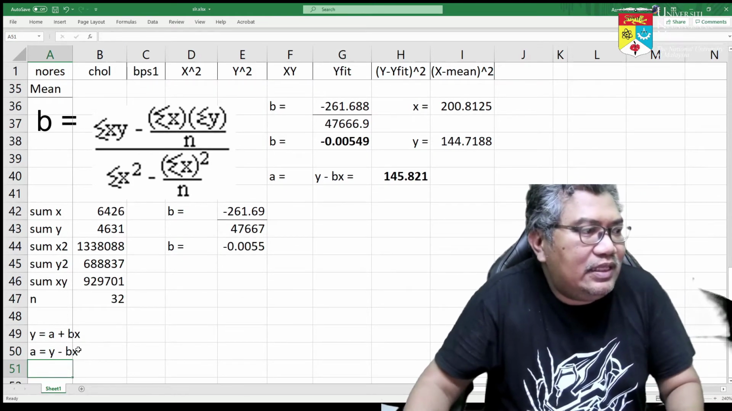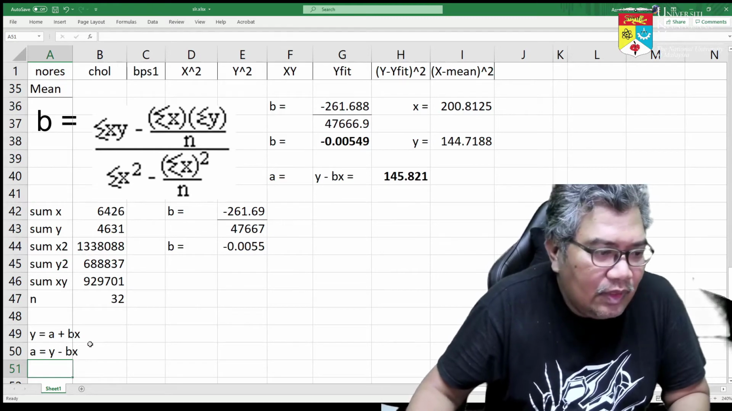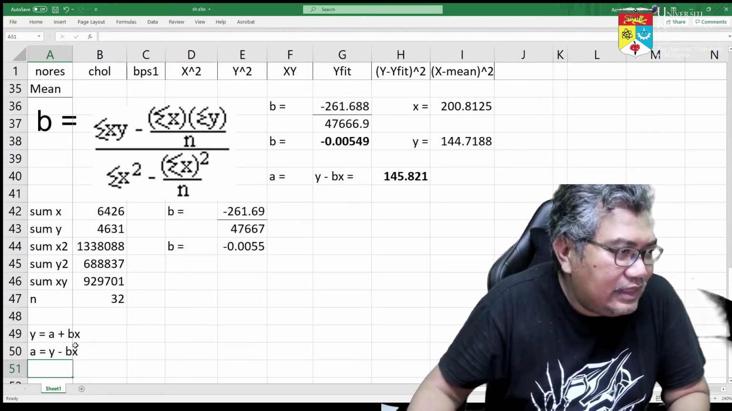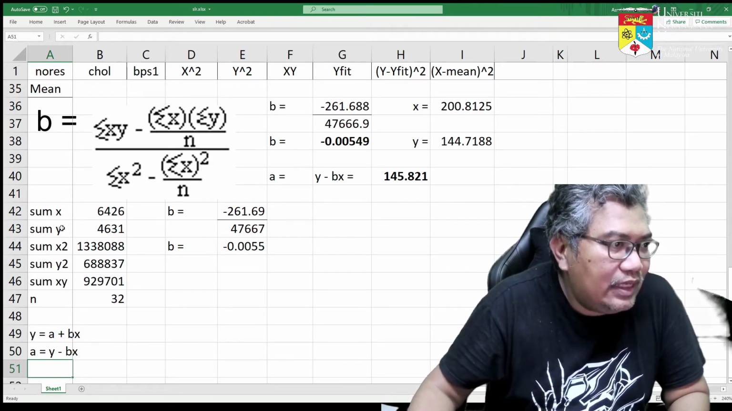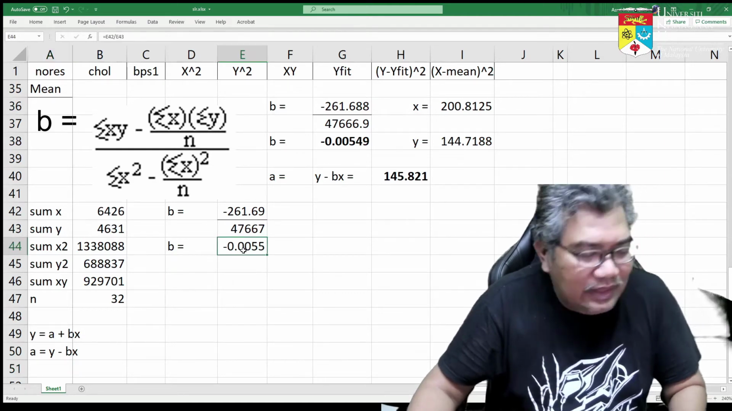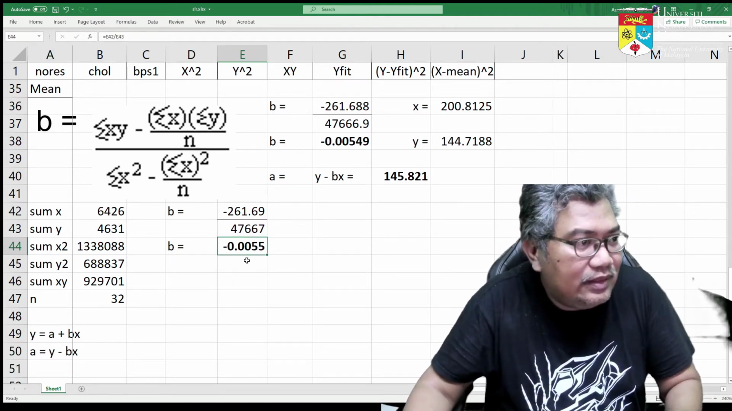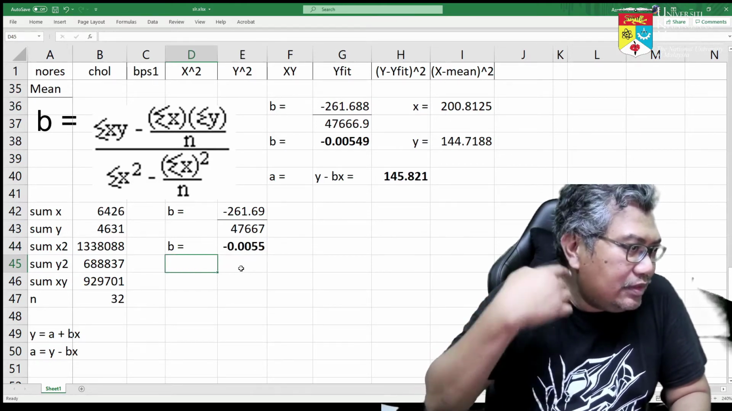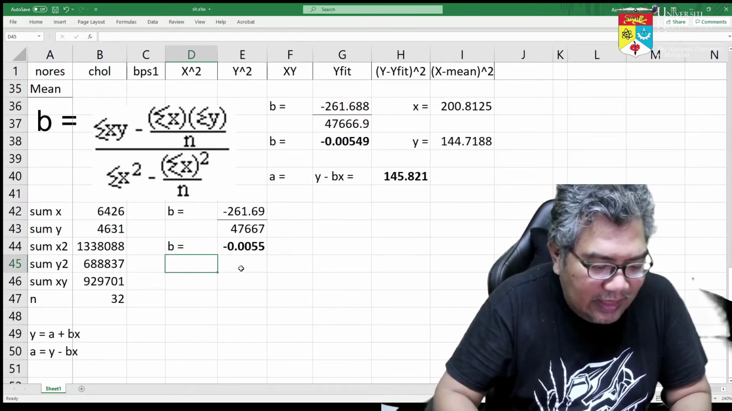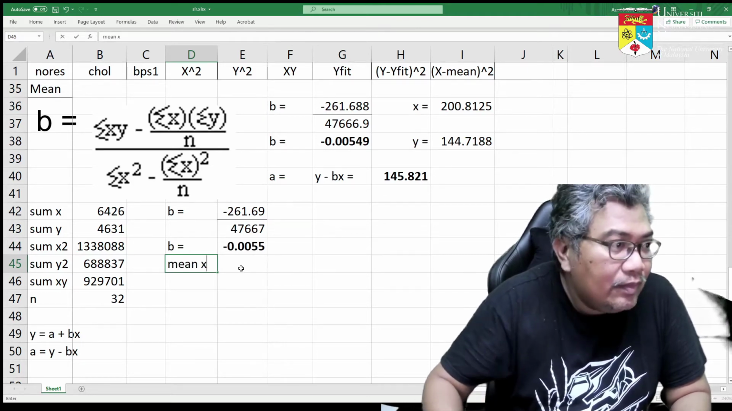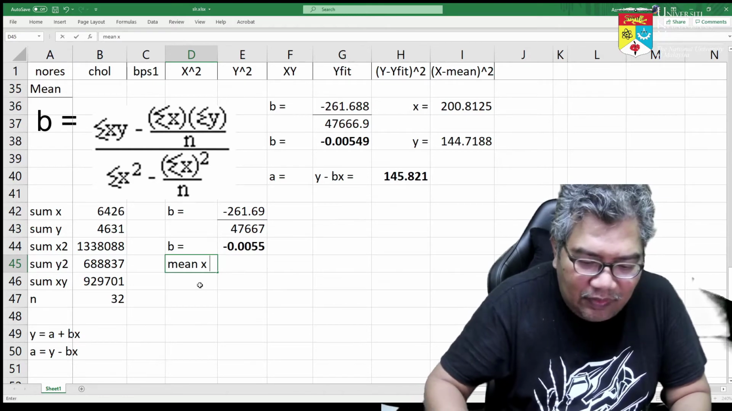Now we need the value of the other members, the x and the y. Where do we get the x and y? We take advantage of these two values. Let's highlight this first, b, that's an important value. For this x and y, this is the mean of x and the mean of y.